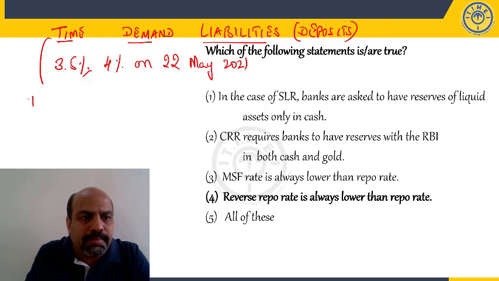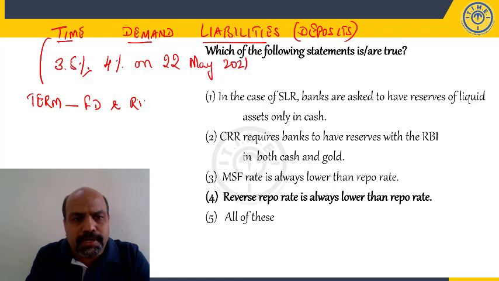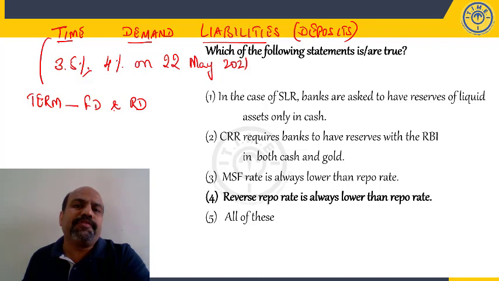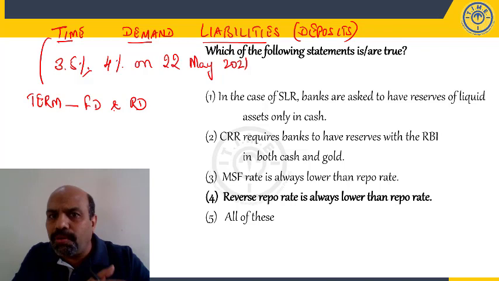A very good example of term accounts would be fixed deposit, and then of course we also have recurring deposits. It is your money. The banker will repay you, but only after a fixed period of time, which is to a large extent decided in advance at the time of opening an FD or an RD. Now, that's a time account or a term account.